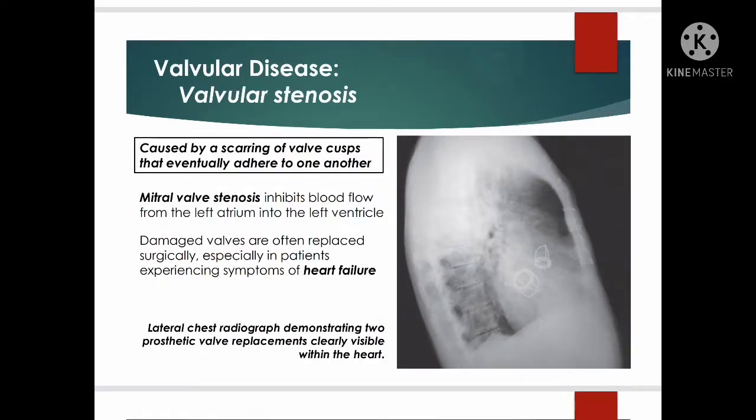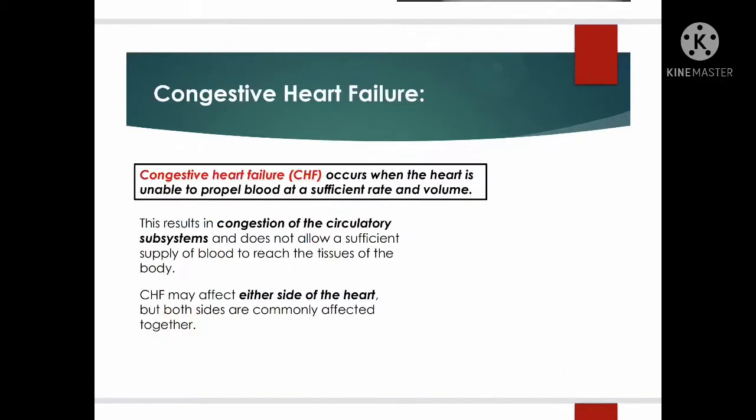Another valvular disease is valvular stenosis, and it is caused by the scarring of valve cusps that eventually adhere to one another. Mitral valve stenosis inhibits blood flow from the left atrium to the left ventricle. This slows the blood flow through the lungs and right side of the heart, which results in the enlargement of the right side and left atrium. Damaged valves are often replaced surgically, especially in patients experiencing symptoms of heart failure.